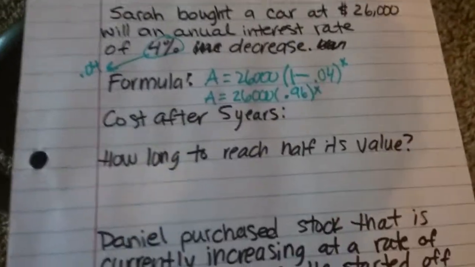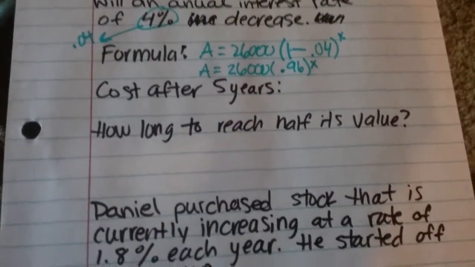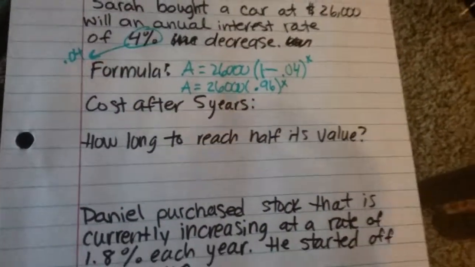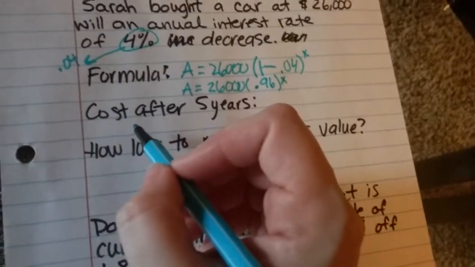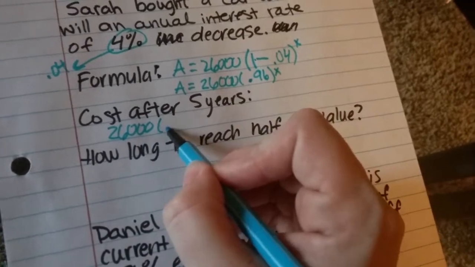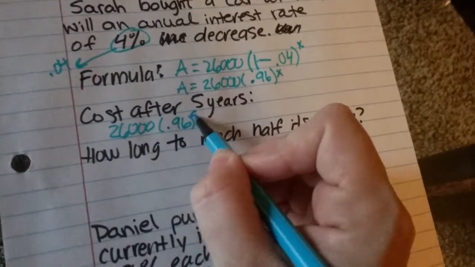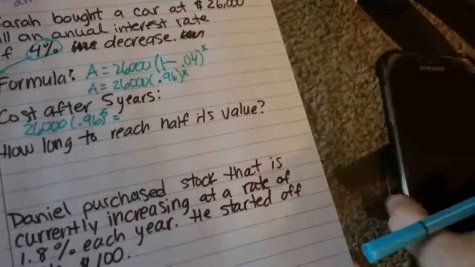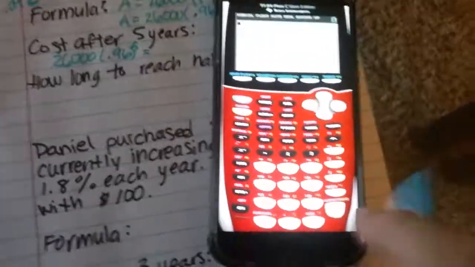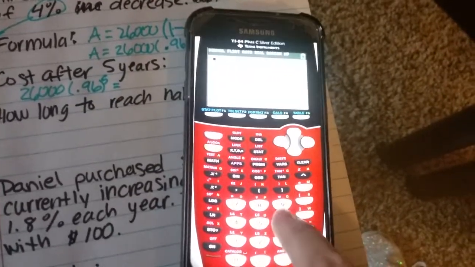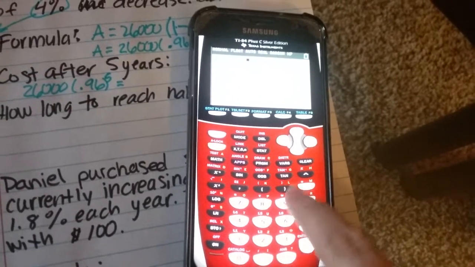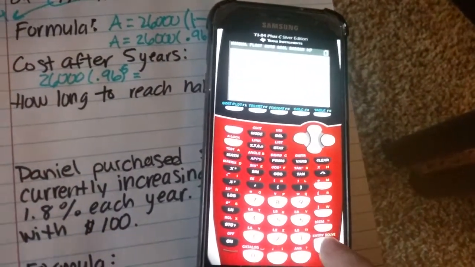It wants to know what's the cost going to be after 5 years. So what I'm going to do is replace that x with the number 5, because that's how much time has gone by. So I need to take 26,000 times 0.96 raised to the 5. I'm going to use my calculator to help me out with this. So 26,000 times 0.96 raised to the power of 5.